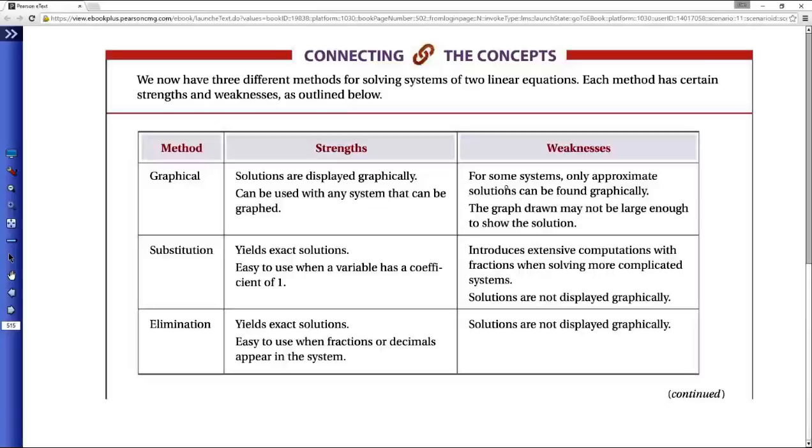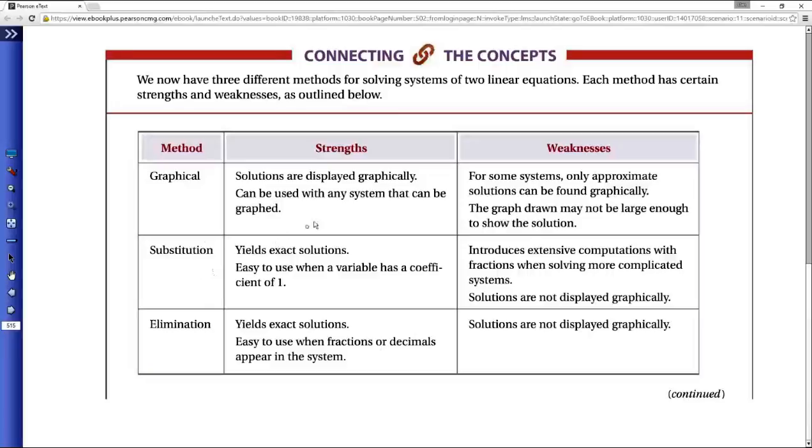Its weakness is that for some systems, only an approximate solution can be found graphically. You'll notice when they do graphical solutions, usually they end up laying the intersection points right on the grid. So it implies that it's very accurate, but it's not necessarily. When you get into fractions, it is very hard to determine what that ordered pair may be.